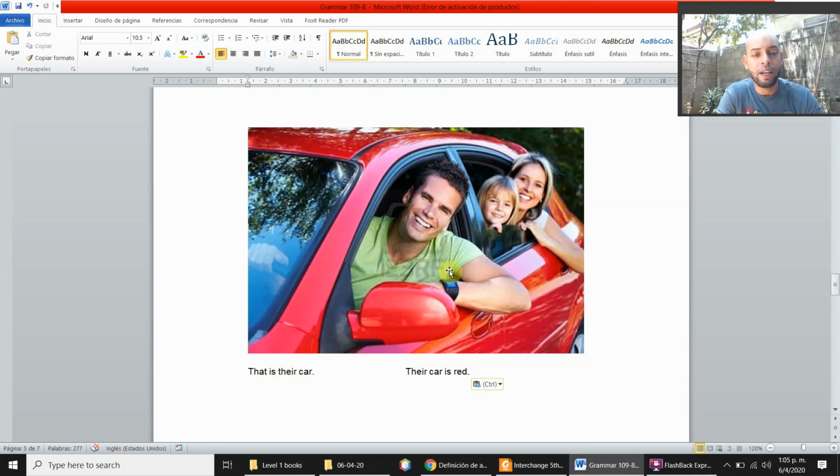That here, that is their car. Their car is red. Their car, their property, the property of that family. Their car is red.